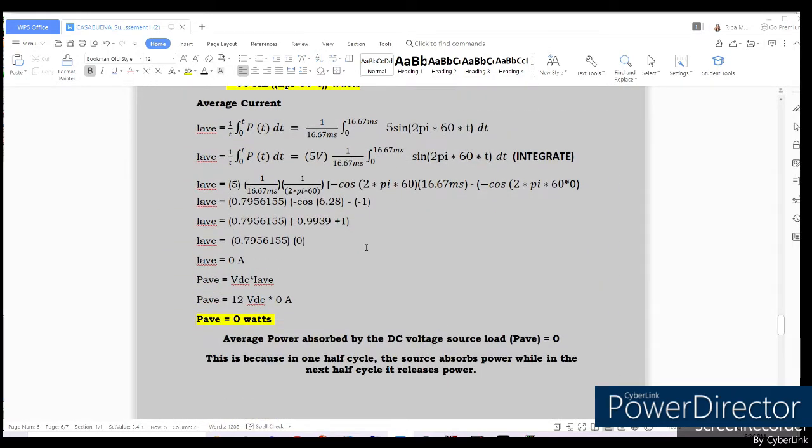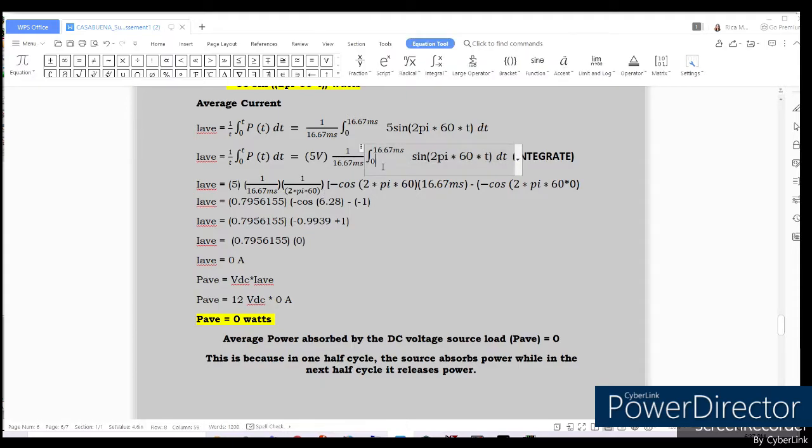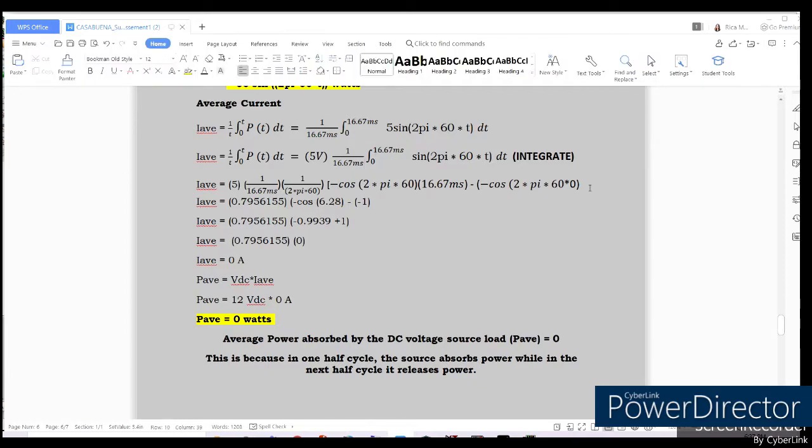First, we will get the average current across the DC voltage source through this formula from our lecture discussions. Giving us the definite integral of this equation, we have to integrate. I hope you still remember that the integral of sine 2 pi 60 t is negative cosine 2 pi 60 t. Then we consider a correction factor of 1 over 2 pi 60 to balance our integral equation. We will substitute the limits of our definite integral from 0 to 16.67 milliseconds into our integrated equation. This is our integrated equation.